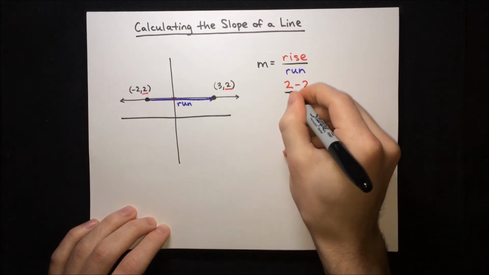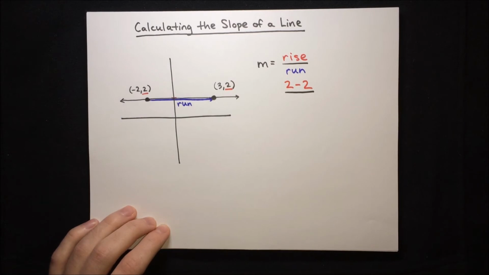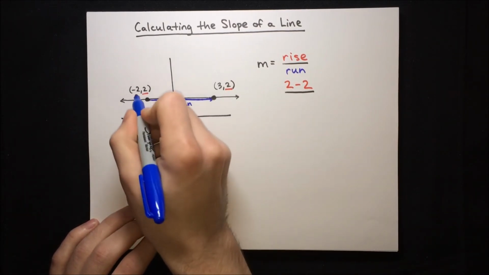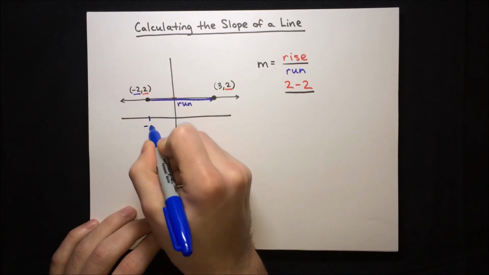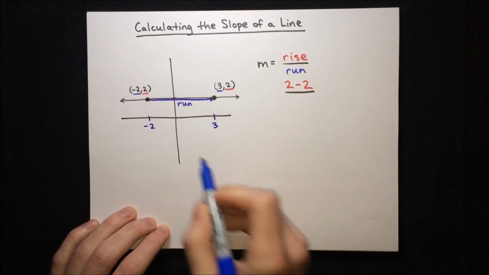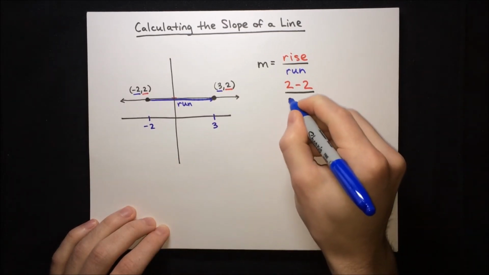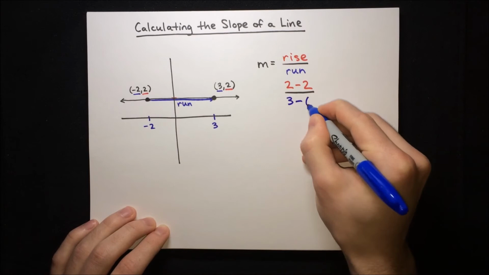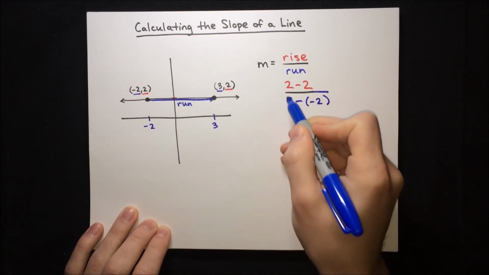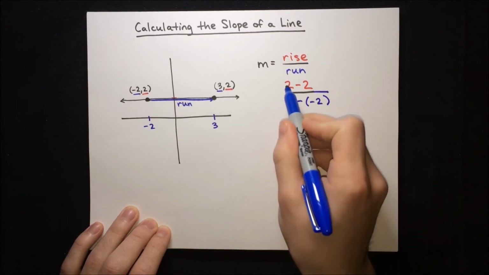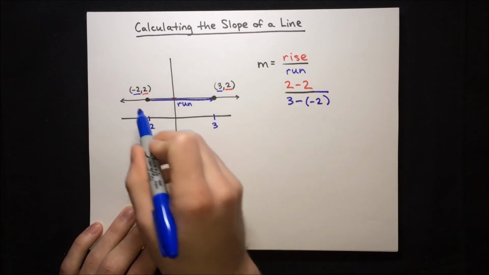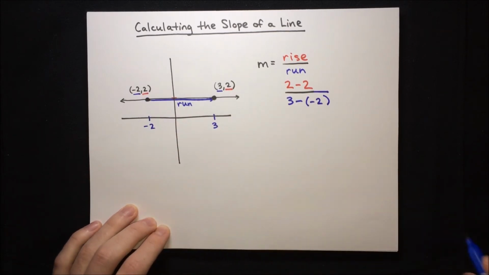And then let's calculate the run. The run is more familiar to calculate here. We just look at the x-coordinates from -2 to 3, and it runs from -2 to 3, so the run is 3 minus -2. And we'll just check that we have our points in line here. 3, 2 is here, and then -2, 2 is the second point. Great, so they're matched up.